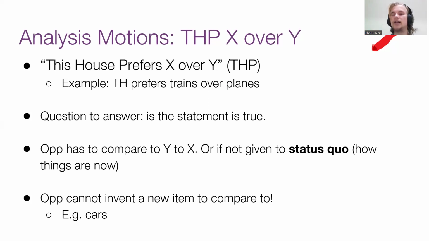But they cannot just say that there's going to be a new comparative. So they can say, but actually we're going to defend a world in which there are only going to be cars and trains don't exist in the first place. That's just not fair.